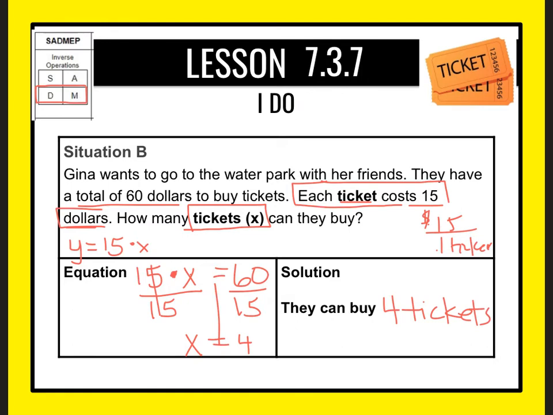Again, can you take your 4 tickets and check your solution? Yes, you can. 15 times 4. If you multiply that, you get a total of $60. So therefore, the solution of 4 tickets works.